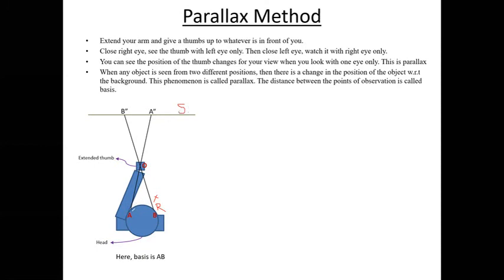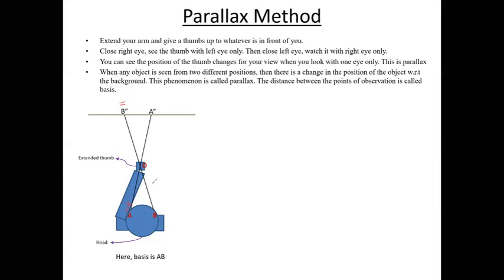So when he looks only with his left eye, he sees the position of his thumb to be at A dash. But then he opens his right eye and closes his left eye, and he sees the position of his thumb to be at B dash. Now you can see that the thumb is in one place, but just because you are watching from two different places, A and B, the position of the thumb with respect to the background also changes. This is parallax.